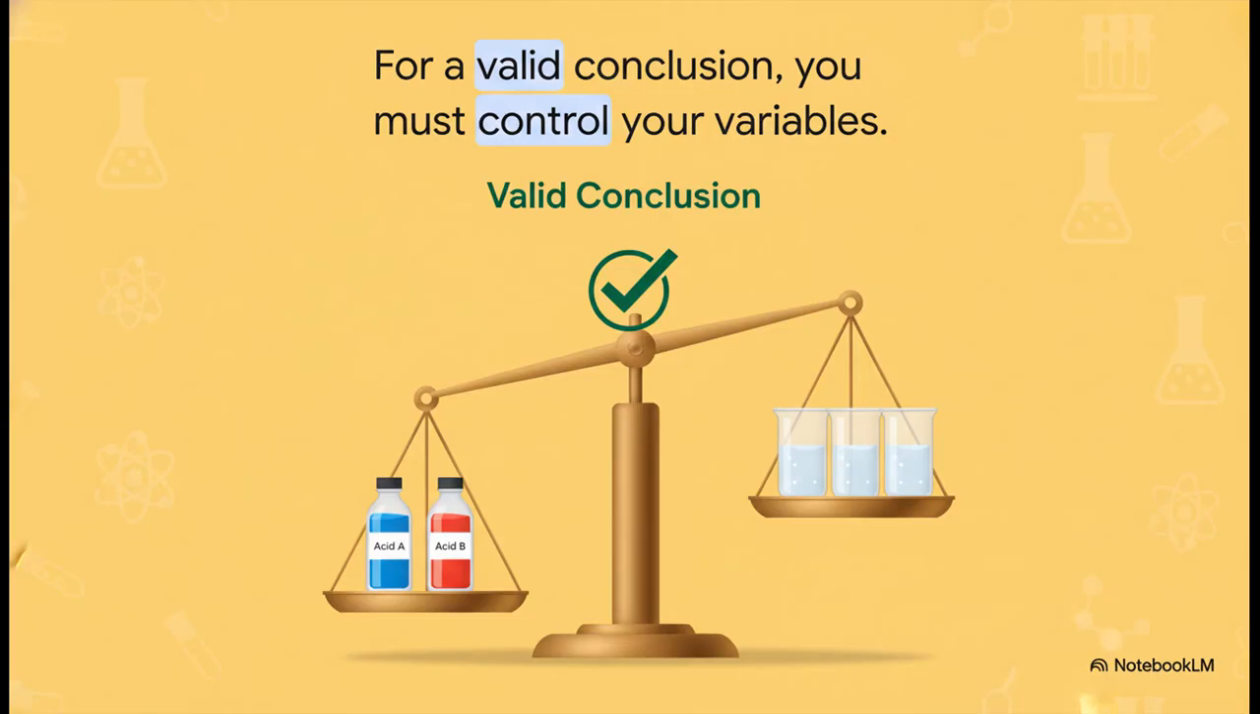And this brings us back to probably the most important rule in all of science. For a valid conclusion, you must control your variables. If you're testing different acids, you have to use the exact same volume and concentration for each one. If you don't, you'll have no idea if the result was because of the acid or because you just used more of it. It's the whole point of a fair test.